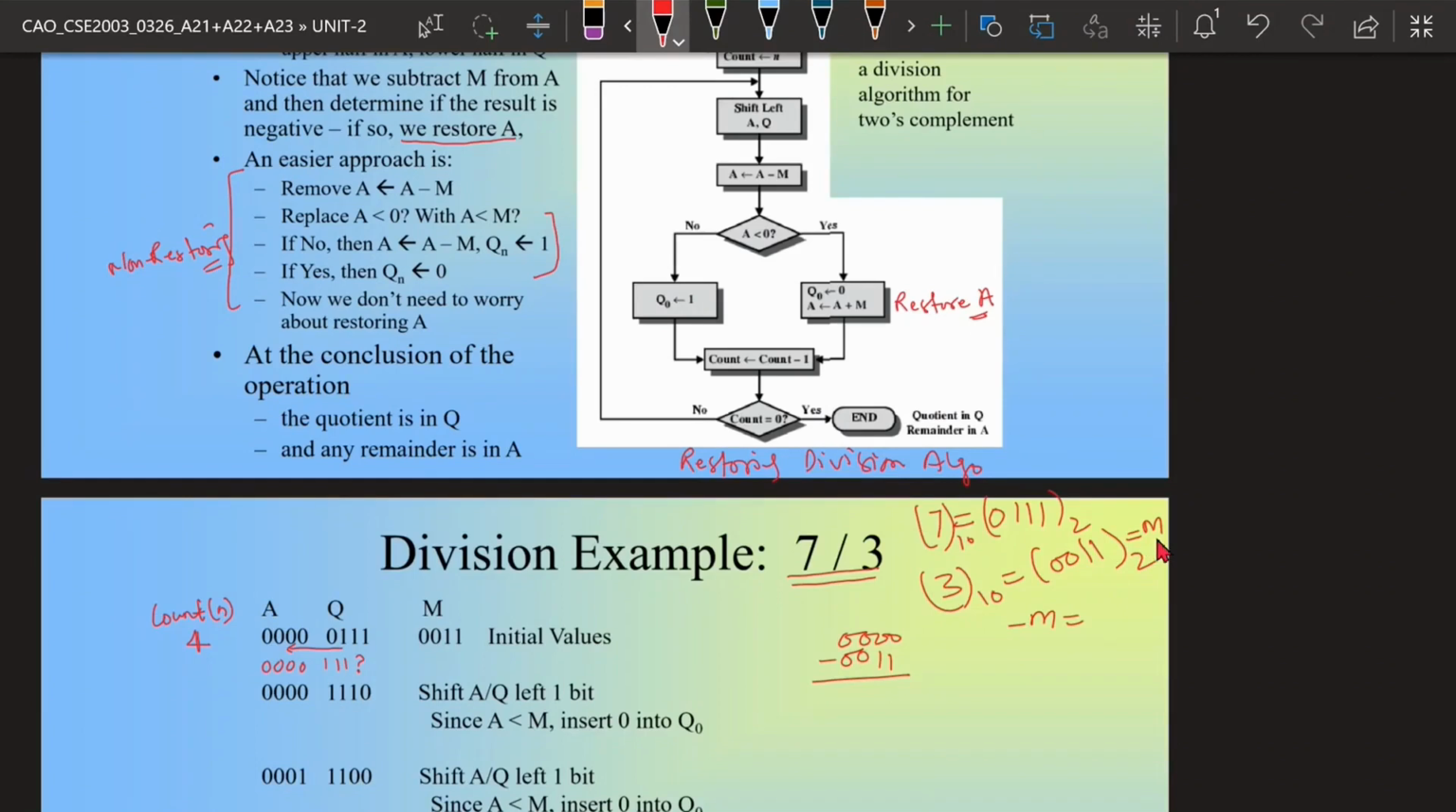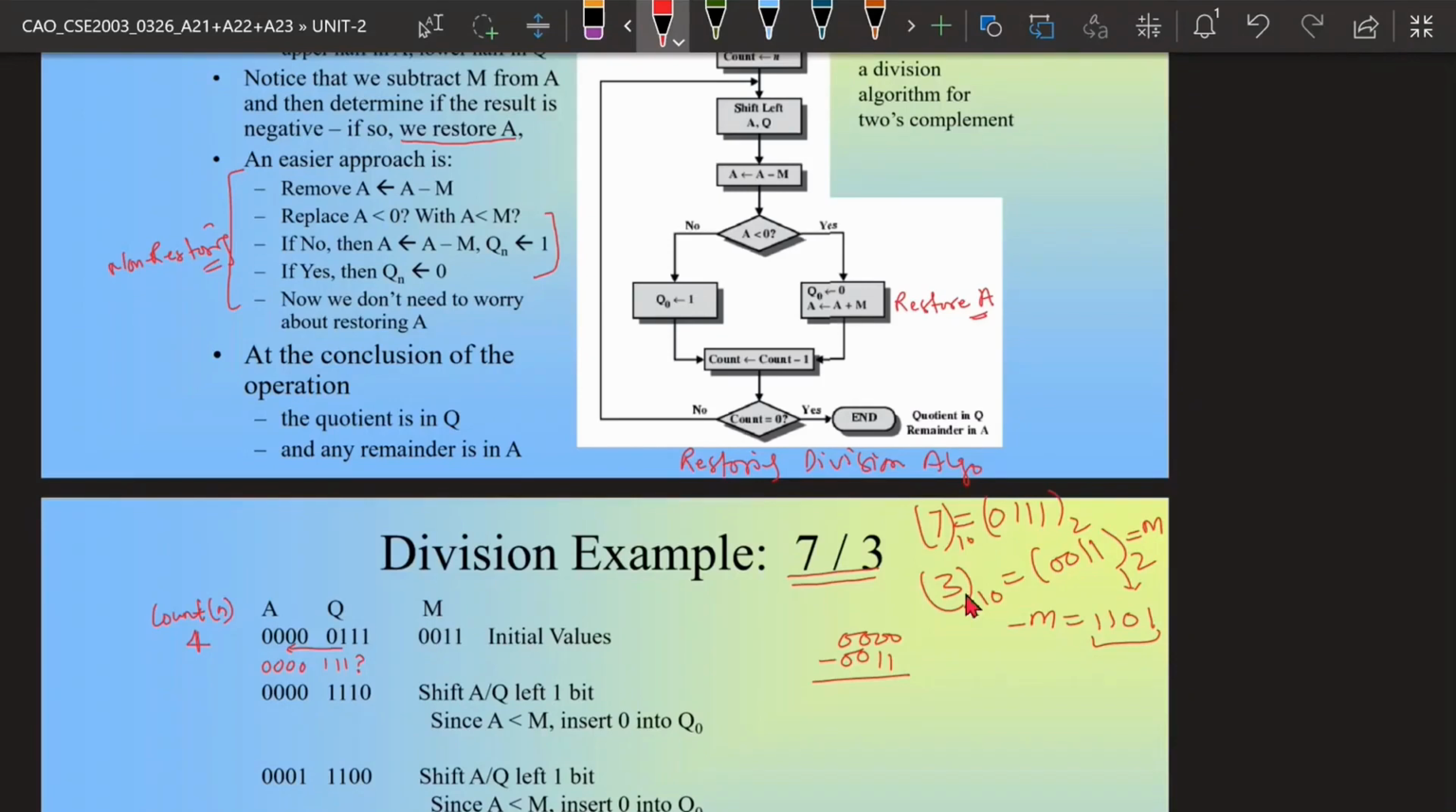This is M. We need to find out minus M. If we want to find out M minus M, we need to take the 2's complement. So once we take the 2's complement, it will be 1, 0, 1, 1. So this will be the 2's complement, minus M will be this value.